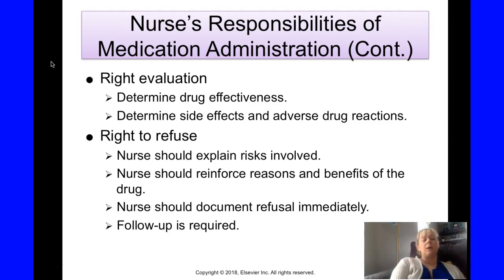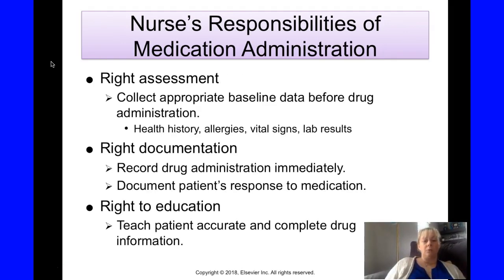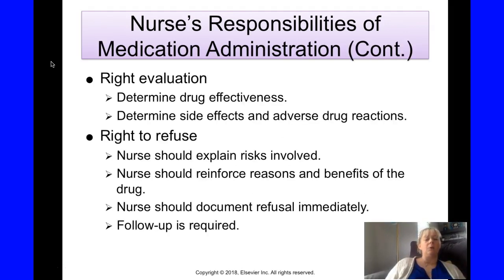Again, this is going back to education, and now you're going to say, okay, is this medication working, and are they having any side effects? Also, they can refuse. So if they refuse, then you need to make sure that you document it. You've explained it. You're going to document that risks were explained to the patient regarding why taking this medication matters, and then make sure you tell them what the benefits are of taking the drug. And follow-up is required.